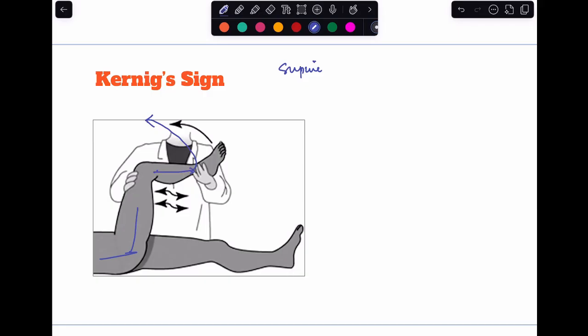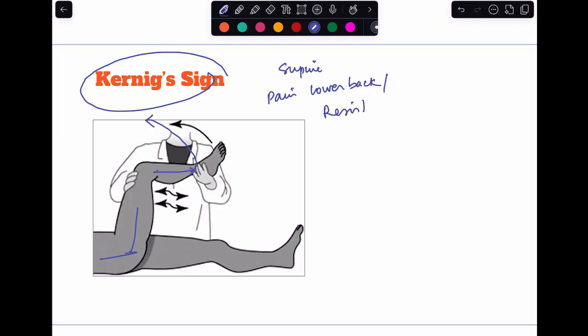Now, when you do this in a normal patient, you'll be able to extend the knee fully. In case of meningitis, we will see a positive Kernig sign, which means when you try to extend the knee, there will be pain in the lower back area of the patient, or they'll have a resistance towards this movement that you're trying to do, or you'll just not be able to extend the knee at all. And that is what Kernig sign is.